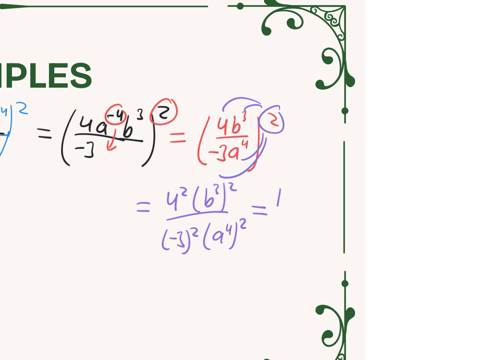4 to the second power is 16. Power to a power, remember from the previous lesson, you multiply, so it's going to be b to the sixth. Negative 3 times negative 3 is going to get you a positive 9. And again, power to the power, you multiply, it's going to be a to the eighth. And then that's your final answer.